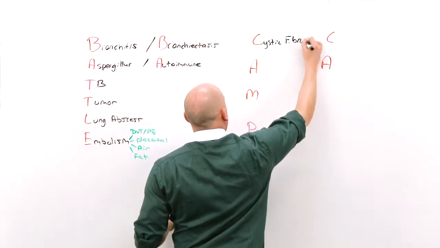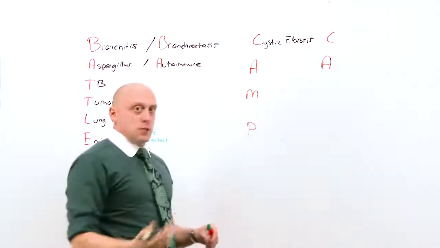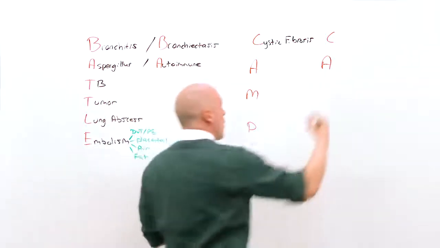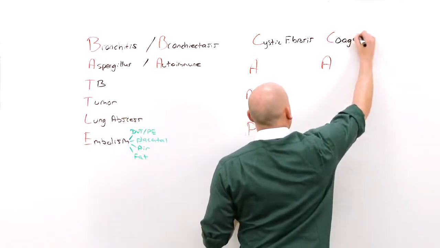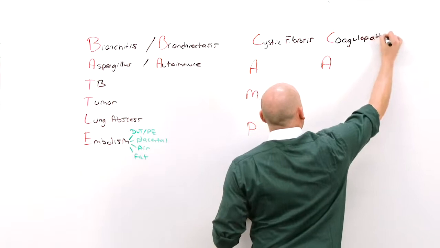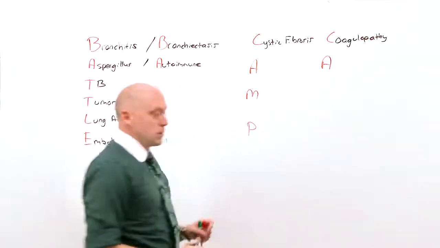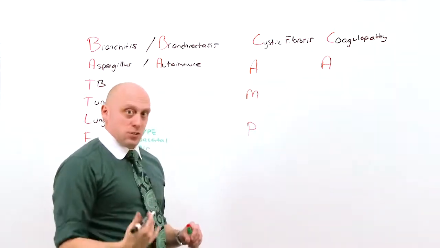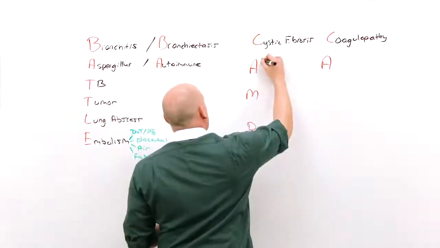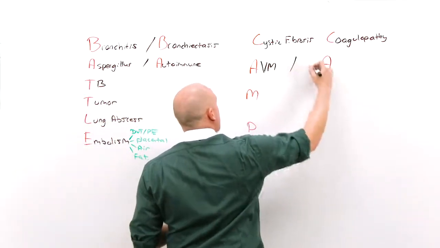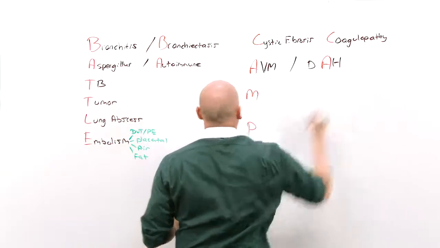But if you cough and pop a blood vessel, you bleed. So if you're suffering from a coagulopathy, that bleeding may occur with less force. A's are the vascular stuff. That is arteriovenous malformations and diffuse alveolar hemorrhage.